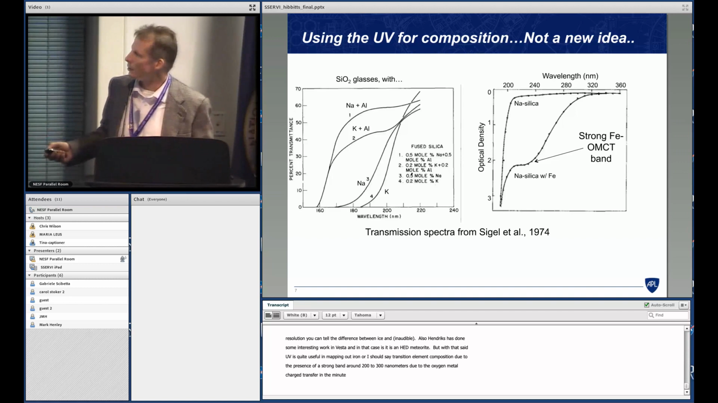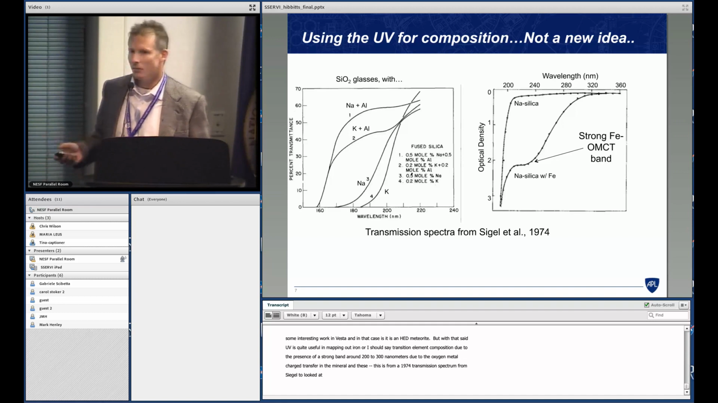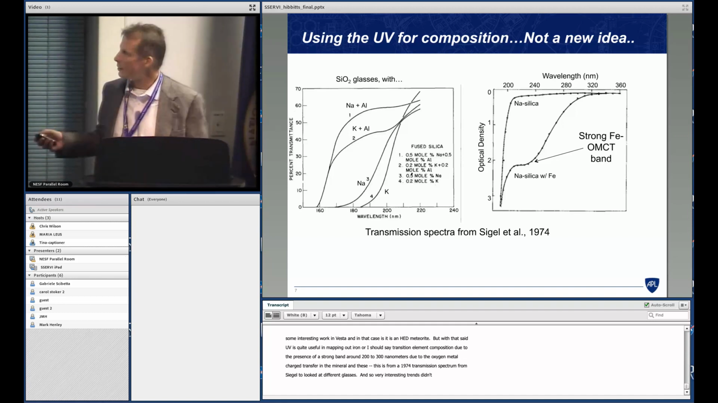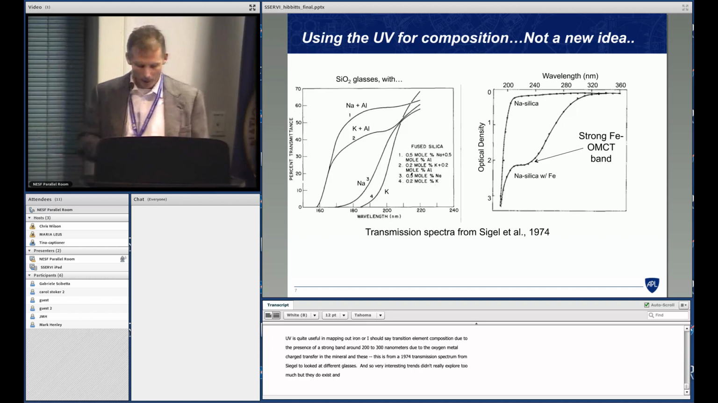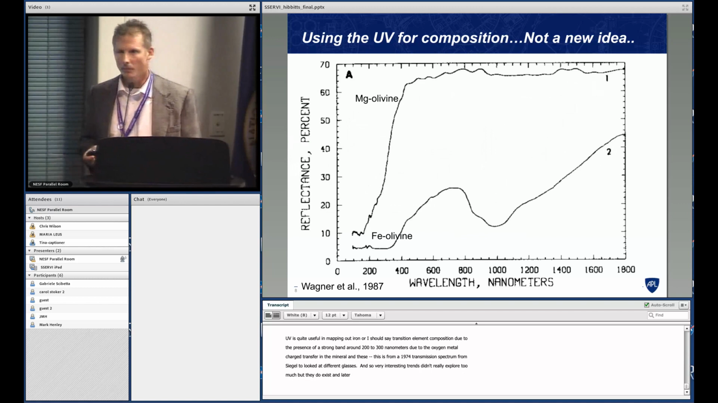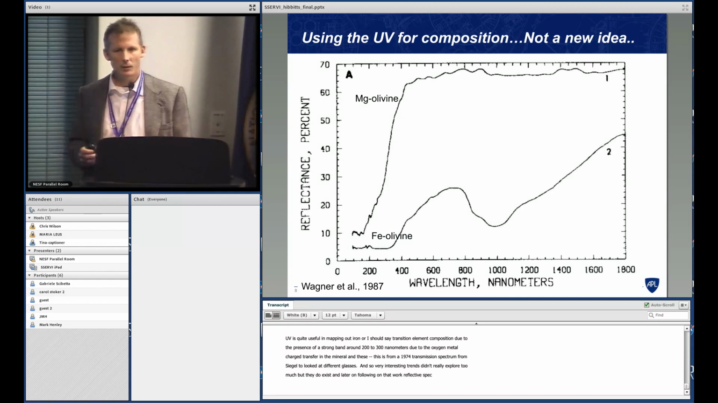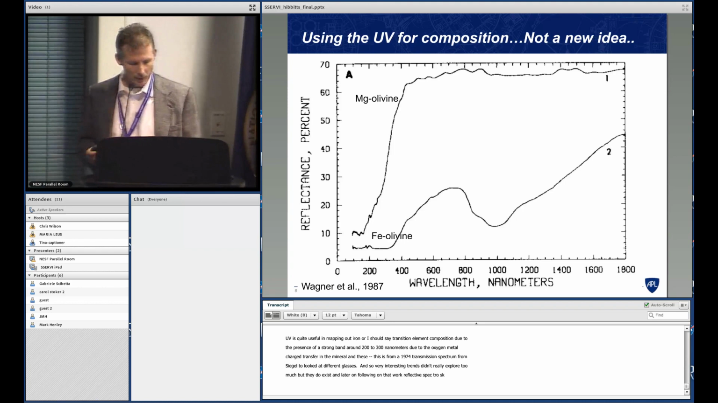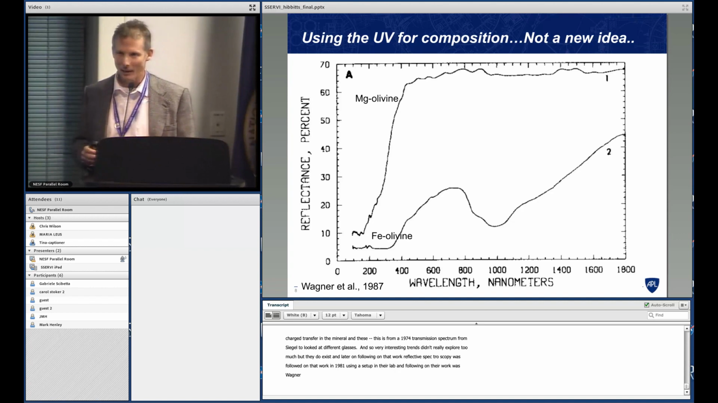And this is from a 1974 transmission spectrum from Siegel, who looked at different glasses doped with calcium, sodium, potassium, and saw very interesting trends. Didn't really explore it too much, but they do exist. And later on, following on that work, reflectance spectroscopy was conducted first by Hatke and Wells in 1981, using a setup in their lab. And following on their work was Wagner et al. in 1987, who really has done seminal work looking at the composition of many different materials from lunar surfaces, etc.